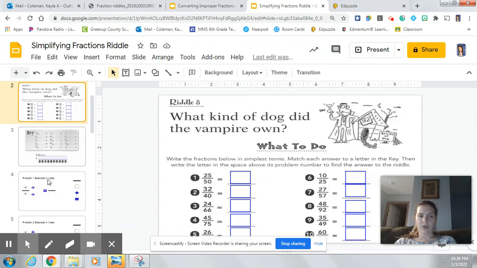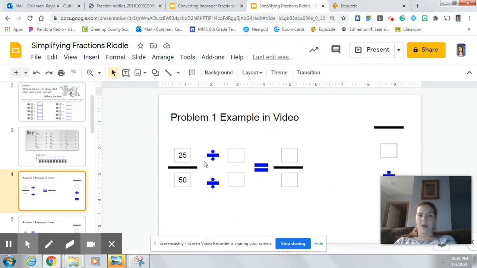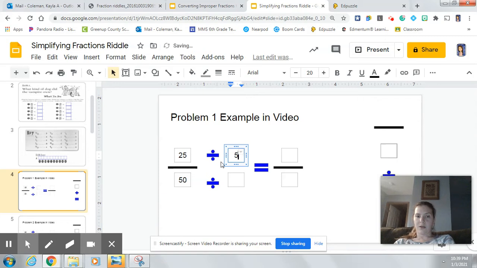So, say we start out with question 1, we have 25 over 50. The easiest and fastest way to simplify this is to think, what's a common factor of 25 and 50? What can I divide both of these numbers by? Something that really pops out with this, with your divisibility rules, is if a number ends in a 5 or a 0, it's divisible by 5. So we automatically know that 25, we can divide that by 5, and we can divide 50 by 5. So to simplify it, I have to divide the numerator and denominator by 5 to make it equivalent. So I'm going to divide both of them by 5.